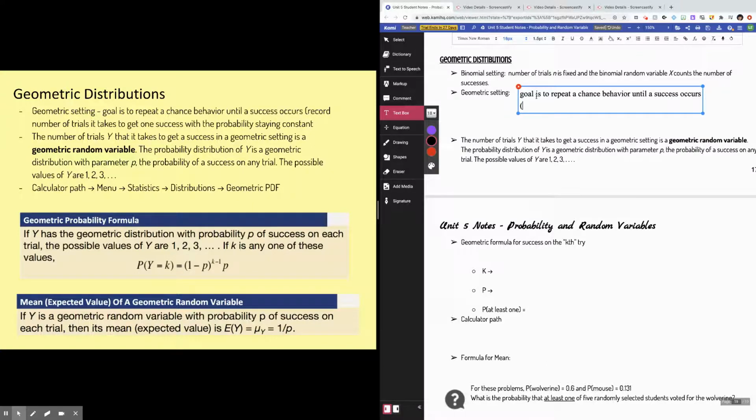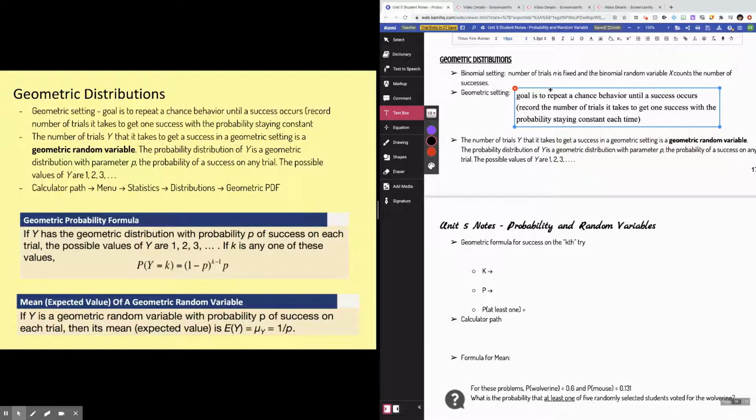So what you record is the number of trials it takes to get one success, with the probability staying constant each time, okay? So if you were, for example, rolling a die, and say the goal was to roll a 3, you would keep rolling and rolling the die until you got your first 3. And once you got your first 3, you would stop, okay?